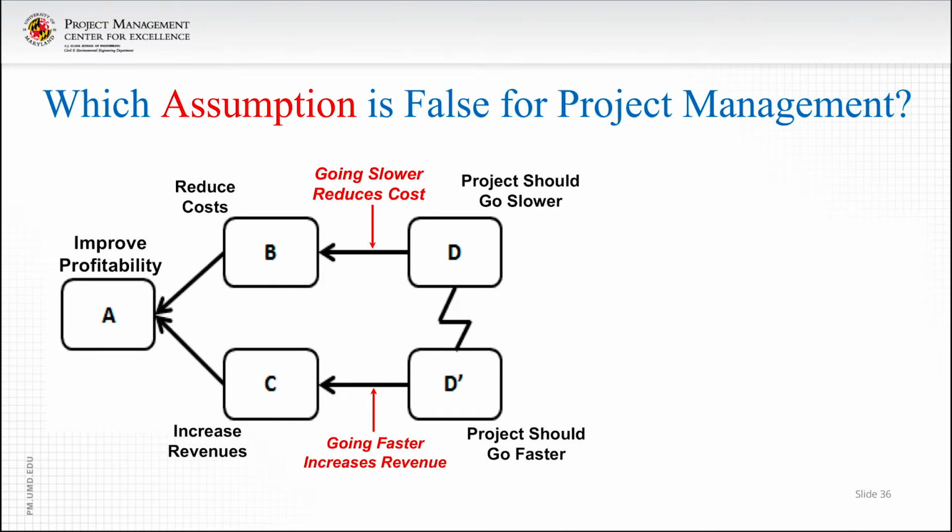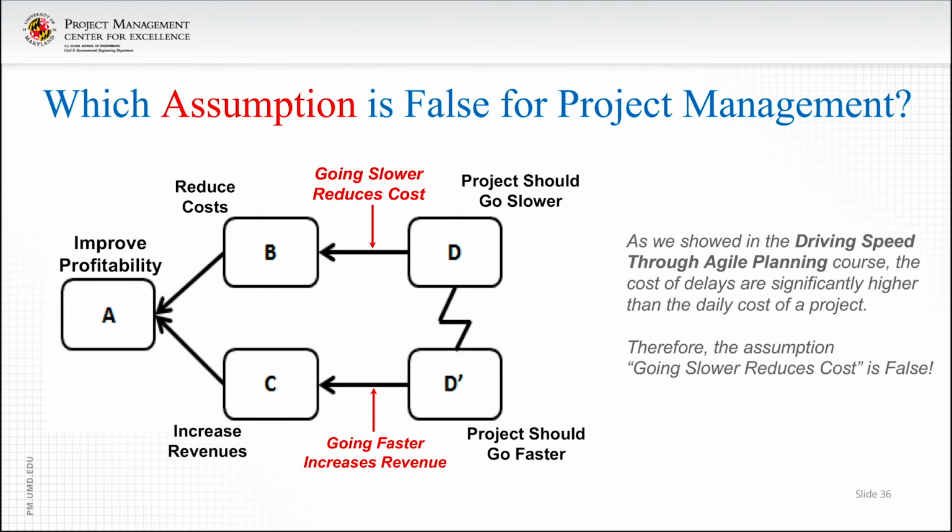Well, the problem is in the assumptions that are highlighted in red. Going slower reduces cost is an incorrect assumption. We know this because there is a cost of delay, and the cost of delay is the lost revenues by not delivering earlier. In fact, that cost of delay also includes the potential uncertainty around timing impacts and market impacts, whether or not your project is still relevant and whether or not your project is still the best option for the customer.